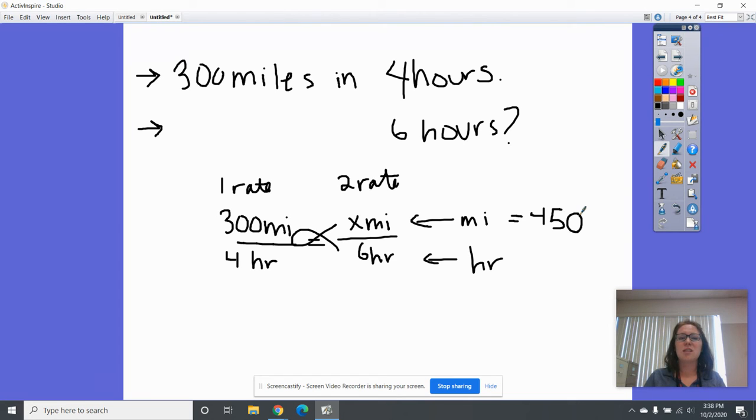Then they could ask us, in the total 10 hours, how far did we travel? Well, that's like a separate question. Then it's a total. We're just putting two things together. We'll just add 300 plus 450. That gives us 750 miles total in the 10 hours that we traveled. So that's one example of how you solve a proportion that is given to you in a word problem.